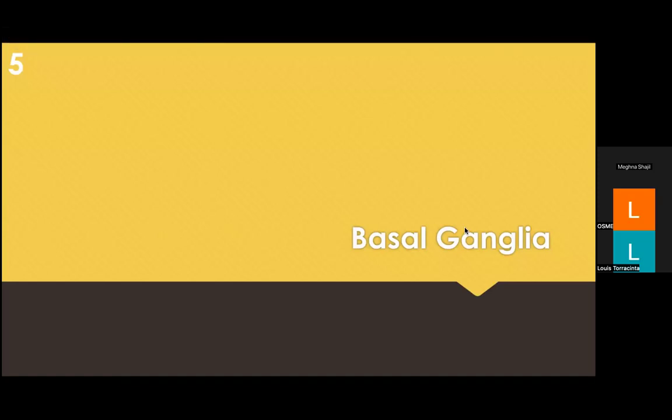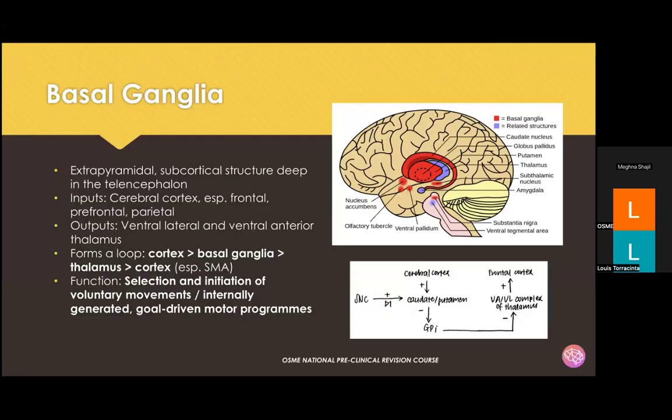So the basal ganglia is a very important part of the brain, which is involved in the planning of motor movements. Many pathologies of movement that you'll see out in clinic or in hospital are in people that have problems not necessarily with their corticospinal pathways or their cortex, but with their basal ganglia. It's an extrapyramidal, as we talked about, that distinction, subcortical structure, deep in the telencephalon, and it has inputs from the cerebral cortex, especially the frontal, prefrontal, and parietal areas.